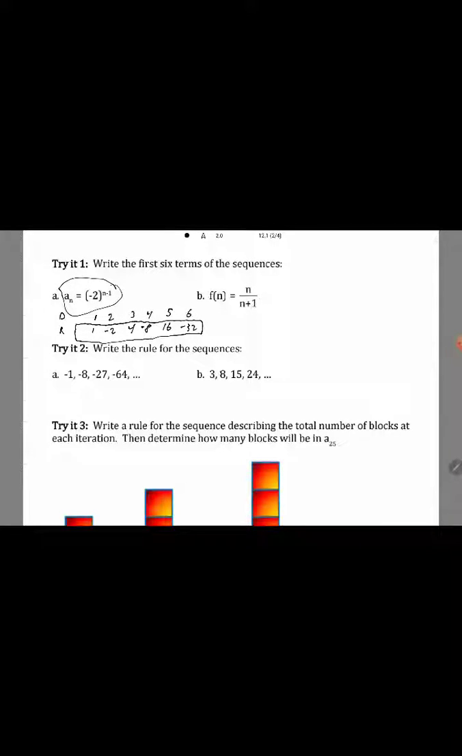B, here's another one. It's not listed as a sub n, but this is basically the same thing. So for the first term, plug 1 into the equation. I get 1 over 1 plus 1, which is 1/2. If I plug in 2, I'll get 2/3. 3, I'll get 3/4. Plug in 4, I'll get 4/5, 5/6, and 6/7.